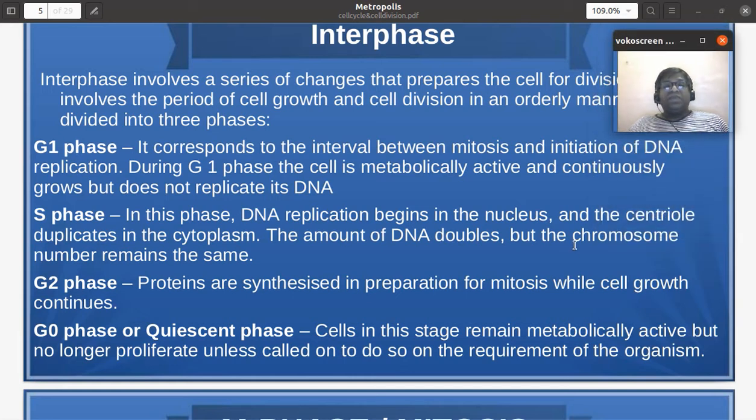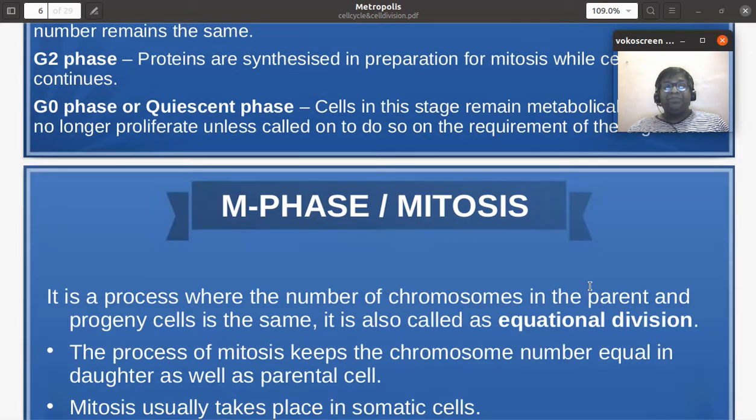Then the G0 phase or quiescent phase. The cells in this stage remain metabolically active, but they no longer proliferate. That is, they no longer undergo cell division unless called on to do so. Whenever the requirement arises in the organism, they undergo cell division. That is what you have to remember.